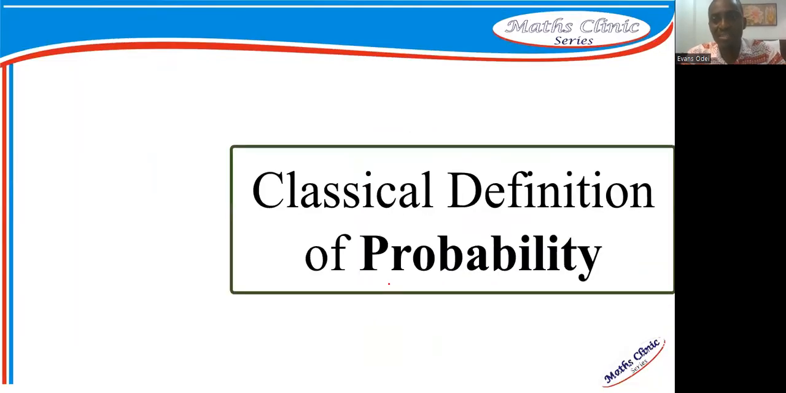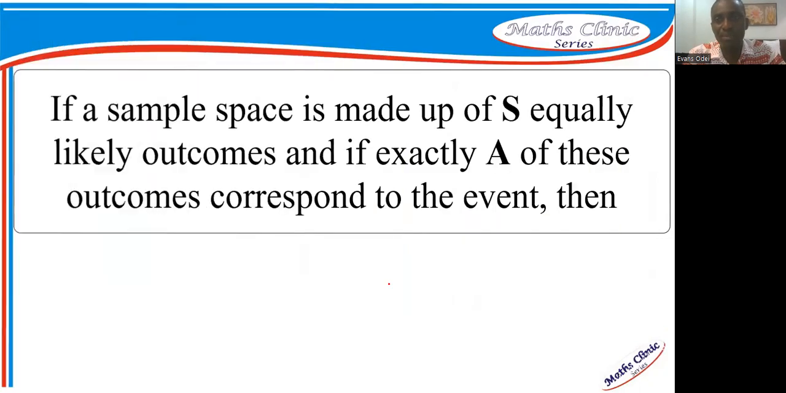Right. Now let's look at the classical definition of probability, which is going to lead us in solving questions involving probability. Now we are going to define probability in a more mathematical way. If a sample space is made up of S equally likely outcomes, for example, throwing a die once, these are the possible outcomes that we have, right? And if a sample space is made up of S equally likely outcomes, that means any of these can equally come out.